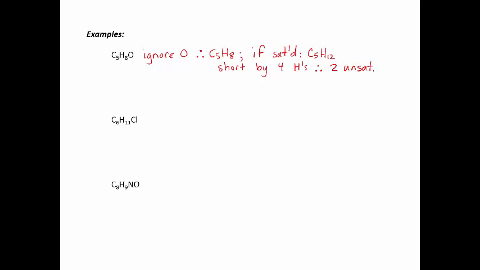Let's draw a possible structure. There are many possibilities here. I'm going to draw a 5-membered ring. And I'm going to draw a carbon-oxygen double bond. That would be 2 unsaturations. 1 for the ring, 1 for the double bond.